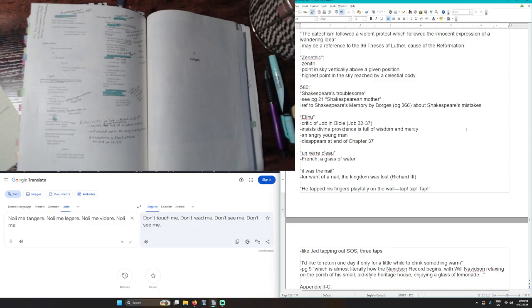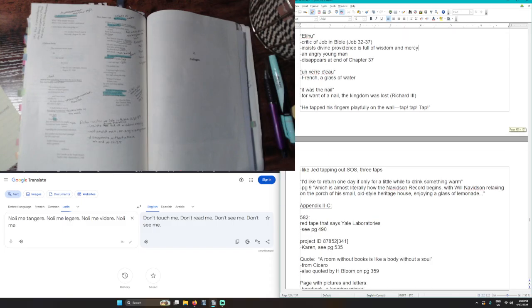We get a reference to a biblical character of Elihu, who is a critic of Job in the Bible, found in chapters 32 to 37. He insists on divine providence and that it's full of wisdom and mercy. He was an angry young man, and then all of a sudden he disappears at the end of chapter 37, never to be heard of again.